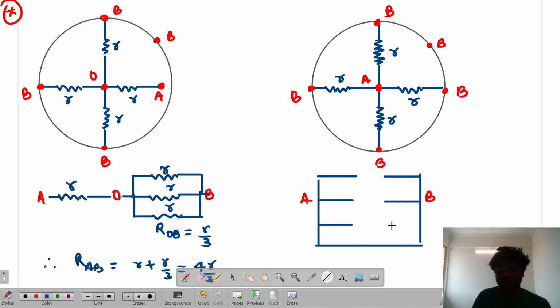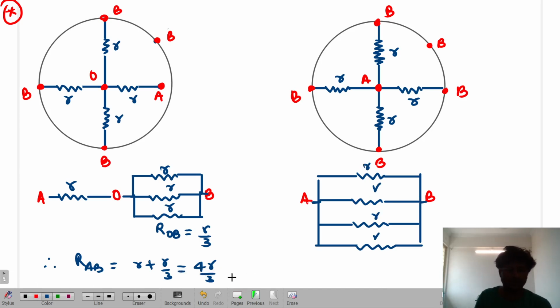Two, three, all are in parallel. A to B, A to B, A to B, all are A to B only. Got it or not? And all are R. So therefore, once again, R between AB is how much? Simple, R by 4. So these are the questions which are based on the arrangement of resistors. Are you able to get me or not? Is that clear?